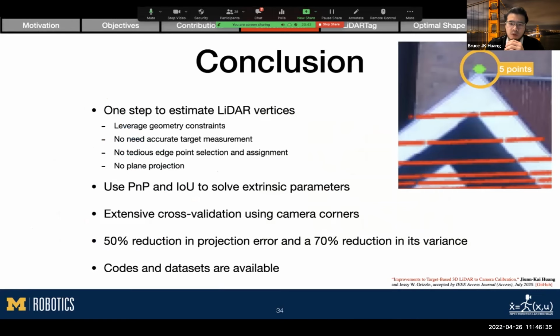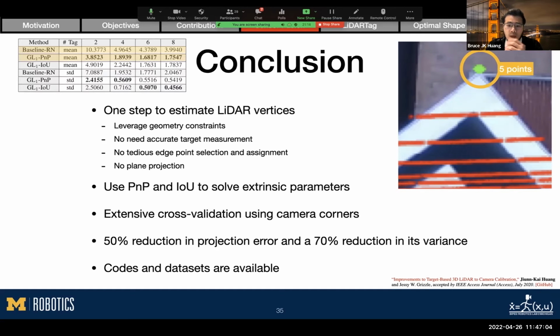In this extrinsic calibration work, we introduce an L1 inspired template matching method to apply geometry constraints when estimating the vertices. By using the proposed method, we avoid identifying edge points and parsing them into individual edges of the target. And we also avoid projecting points back to the plane, as we just showed that the plane estimation will be noisy due to the systematic error. And also, the proposed method reduces 50% of projection error and 70% of its variance compared to a state-of-the-art baseline.